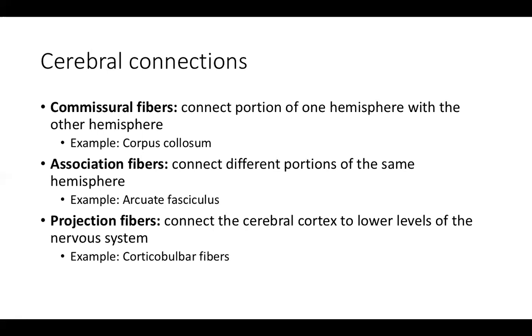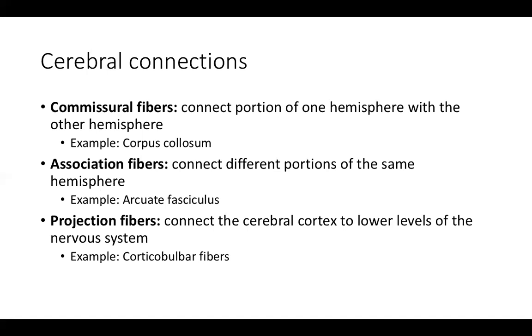A second type is the association fibers, and these association fibers connect different portions of the same hemisphere. For example, the arcuate fasciculus, and I'll break that up a little bit to make more sense. Arcuate fasciculus actually means curved bundle. These are the fibers that connect the caudal temporal cortex and the inferior parietal cortex to locations in the frontal lobe. The third type are the projection fibers, and these are fibers that connect the cerebral cortex to lower levels of the nervous system.